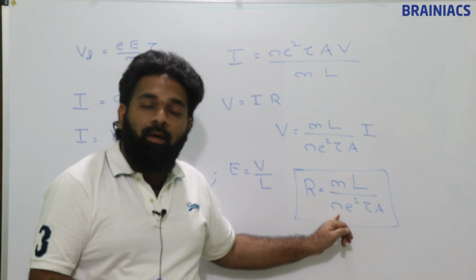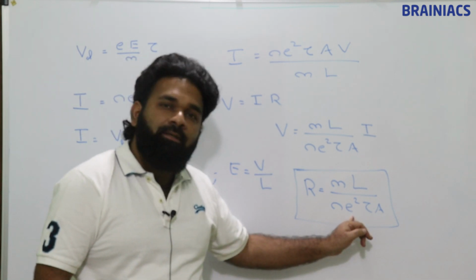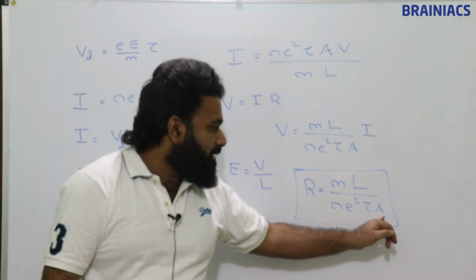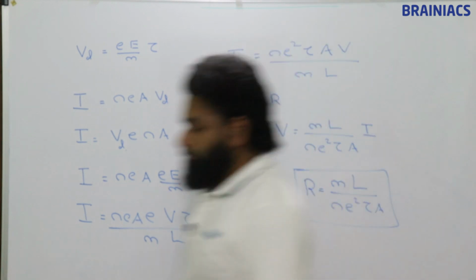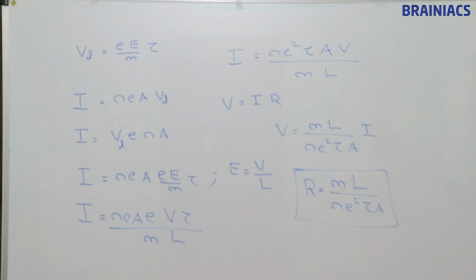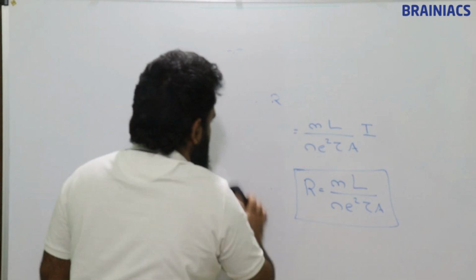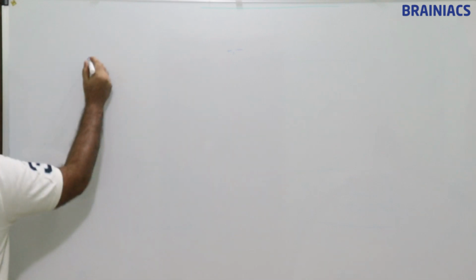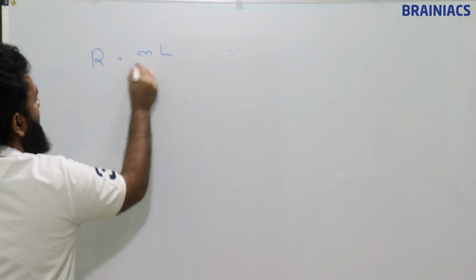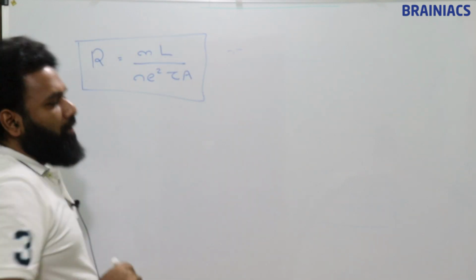What is small n? Number of charge per unit volume, or we call them number density. e is the charge of the charge carrier, tau is the average relaxation time, A is the area of cross section. Okay, pause the screen, note it down. So R is equal to ML by n e square tau into A. Okay, so this is the formula for resistance.